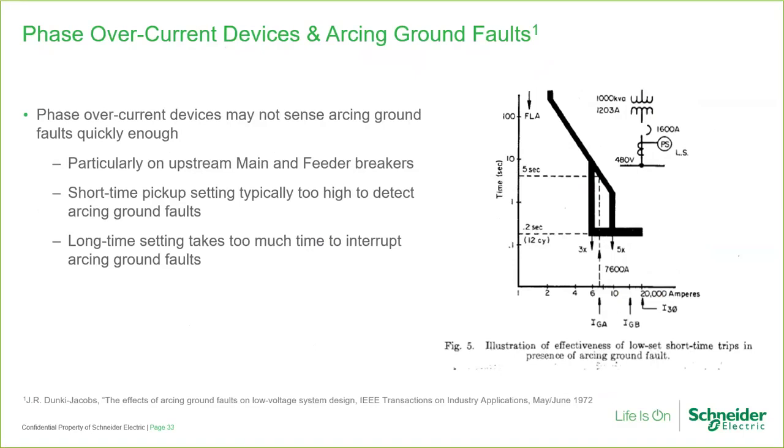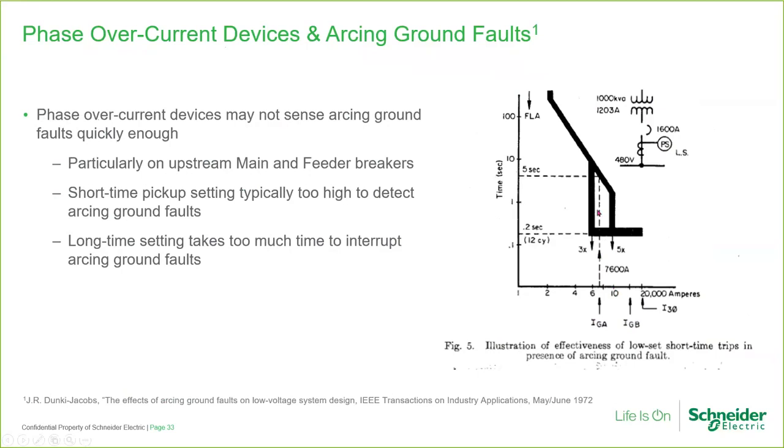Let's look at how the phase overcurrent devices react to arcing ground fault currents. These are the tools that coordination engineers had back in the day. Here we have a 1600 amp circuit breaker with long time and short time protection. The arcing ground fault current is 7600 amps, which is right here, IGA, arcing ground fault current. Bolted ground fault current here is 15,000 amps, and there's the three-phase bolted fault current, 20,000 amps.